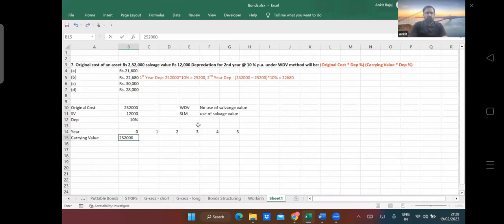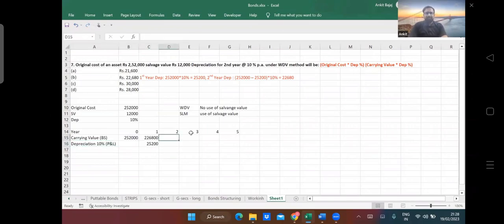What amount of depreciation do we have to charge? Depreciation is going to be 10%, right? So at the year end, what is going to be the depreciation value? It is going to be 2,52,000 into 10%. This is going to be the amount of depreciation. Now, what is going to be the carrying value? Carrying value is going to be 2,52,000 minus depreciation. Carrying value means the value which you will show in the balance sheet after charging depreciation, and this amount you will transfer to the P&L account.